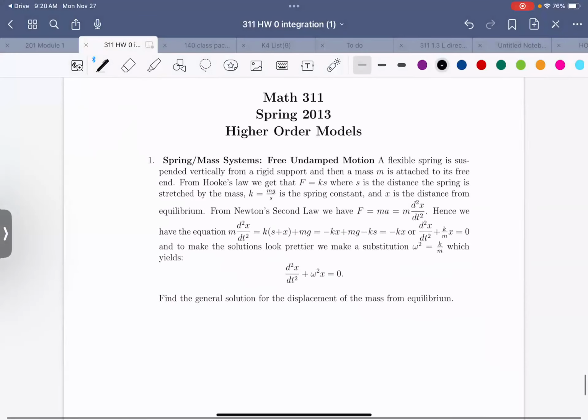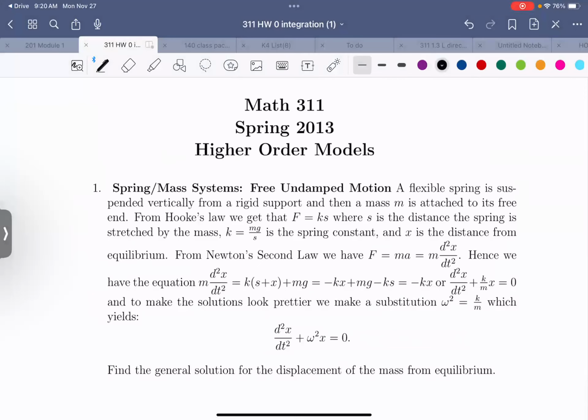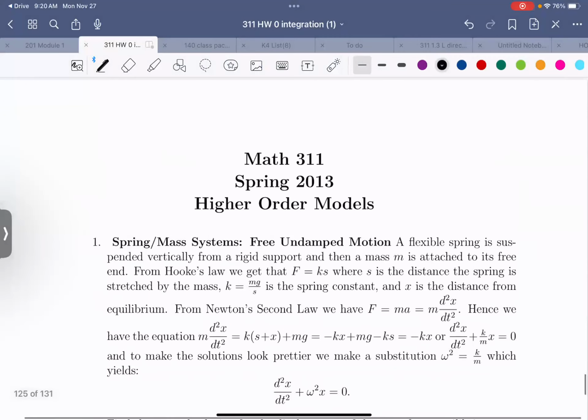Okay. So our biggest application of our second order equations is with mass spring systems. We're going to run through the 3 different types of mass spring systems. The first one is free undamped motion. So what you do is you take a spring, it's suspended vertically from a rigid support. So you have something holding up a spring, and then you attach a mass to the bottom of it. This is your equilibrium position, wherever it's hanging. And then you're going to displace that from a distance so that your spring starts to move, right?